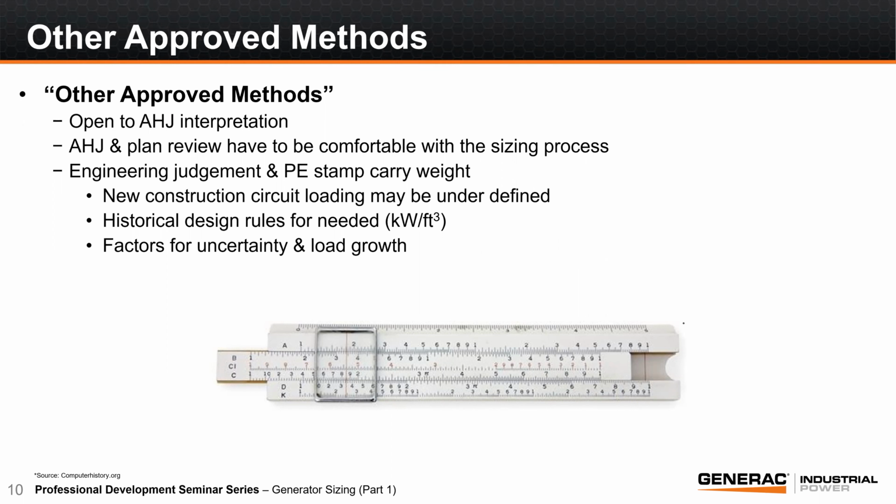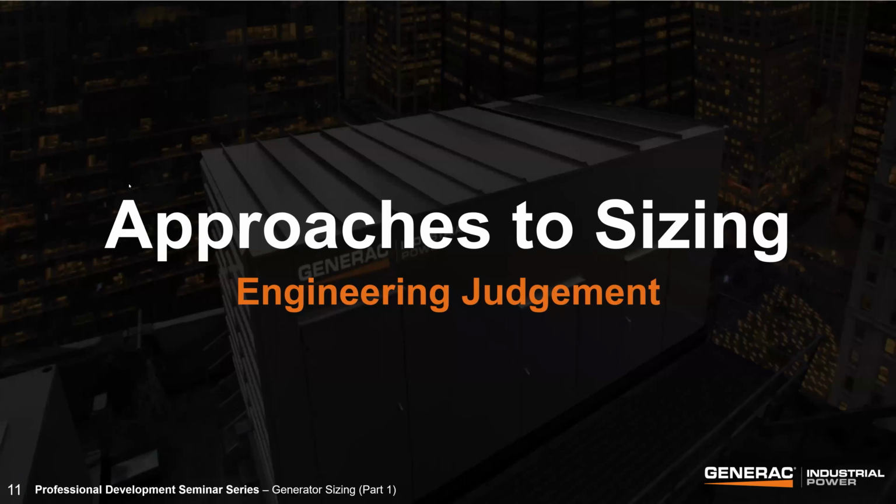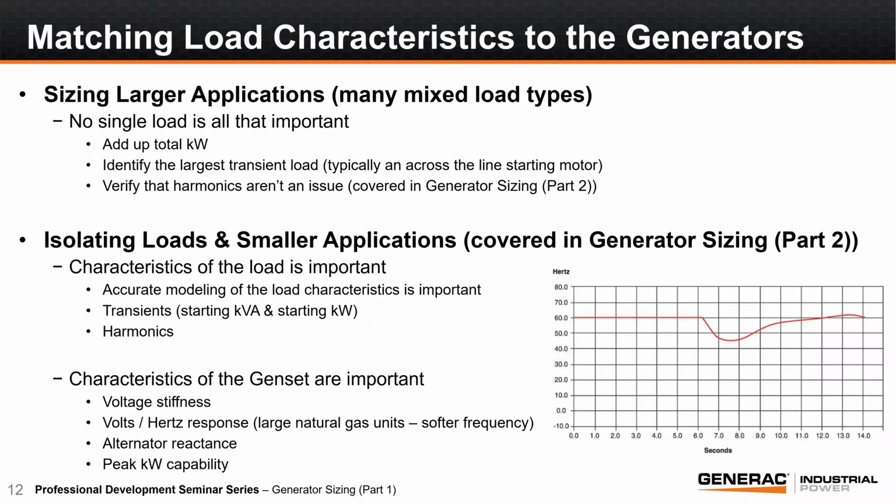Some flexibilities that engineers may exercise are using things like historical design rules or adding in certain factors for uncertainty or future load growth. Let's get into some more engineering judgment. Okay, so we can break sizing down into two categories. One being taking a whole building and all of its loads, adding them up to total the kW, or your peak kW based on your utility history, and then coming up with a generator size based on that information. You'll also want to look for the largest loads that need to be started, say motor loads, so that we can analyze the transients and the harmonics from those loads.